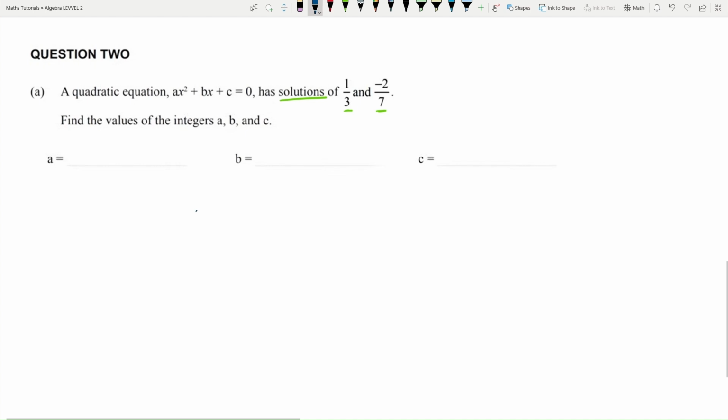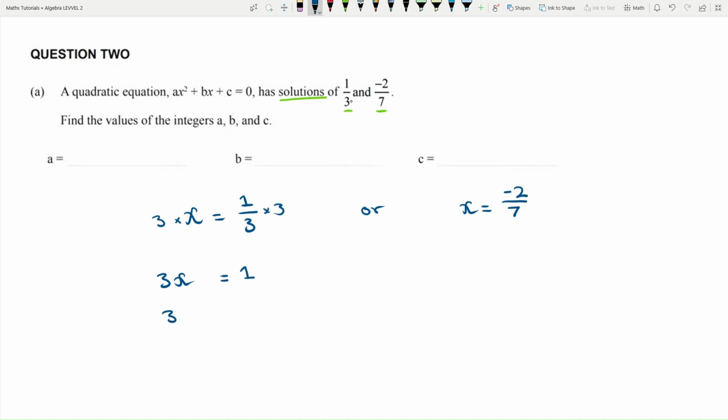So they tell us x equals 1/3 or x equals negative 2/7. Now here you go like this. Since it's dividing, you multiply by 3, so you get 3x = 1, and then you bring the 1 over, you get 3x - 1 = 0. Same here, you go 7x = -2, 7x + 2, bringing it over, and then it equals 0.